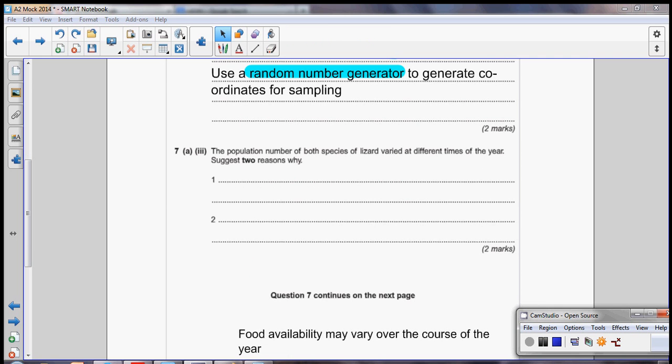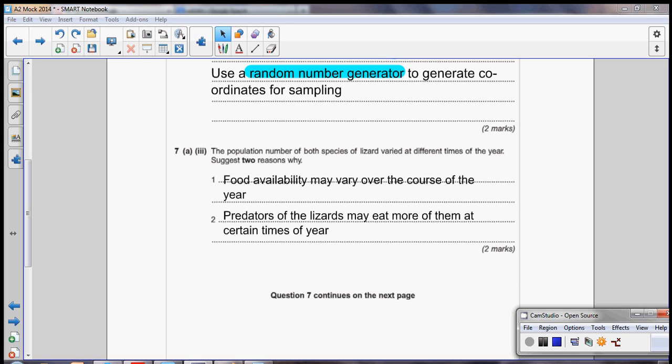We then have a suggest question, and it asks us to suggest reasons why the population number of both species of lizard varied over the course of the year. Now this is a bit of a common sense question. You've got to come up with some reason why the population of a lizard might increase or decrease over the course of a year. Here are 2 suggestions that I've put in. It could be to do with food availability. Perhaps in the winter there's less food available. It could be to do with predators. It could be to do with the breeding season of the lizards. It could be to do with the climate at a particular time of year. There are lots of different things you could write, and the 2 answers I've put there are by no means the only things you could have said.